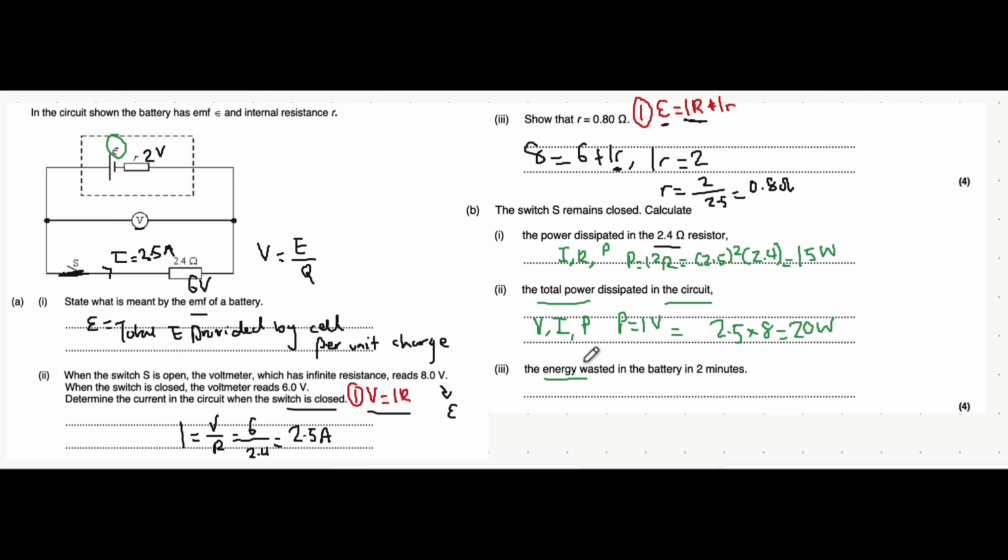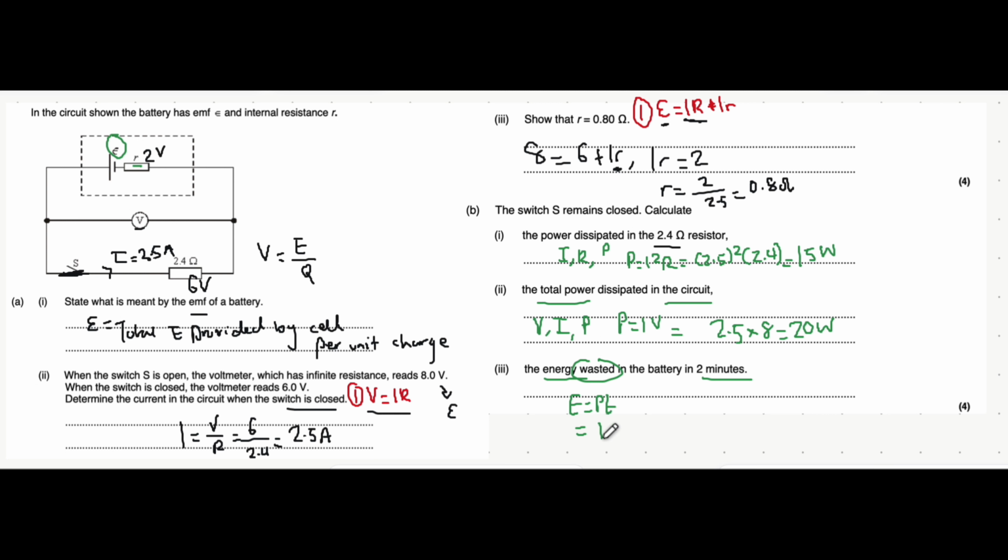Now I ask you to find the energy wasted in the battery in 2 minutes. The reason why energy is wasted is, like I mentioned, current has to flow through the internal resistance, and this is wasted because it doesn't reach the actual useful part of the circuit. We know energy is power multiplied by time in seconds, power in watts. We need to find the power that's wasted because of this internal resistance, which is the current that flows through the internal resistance, again 2.5.